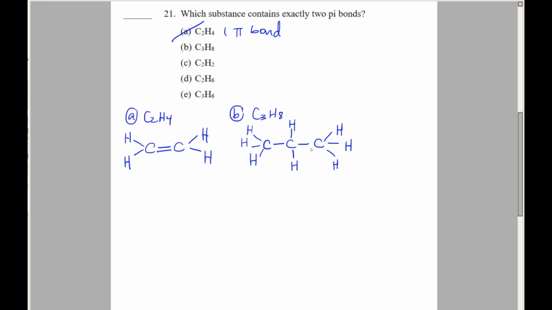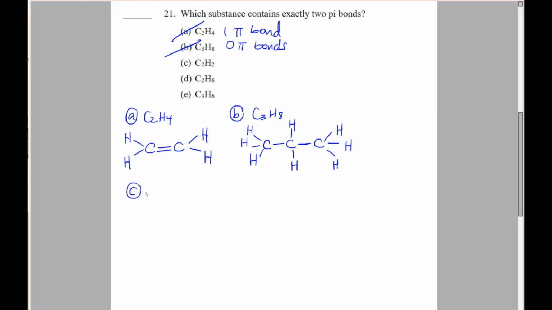And we can't really add or subtract pi bonds, because if we add a double bond to any of these carbons, we're going to have to remove some of the hydrogens. And that's not okay because we need to keep 8 hydrogens, and that's pretty much the maximum we can get with single bonds. So this is our Lewis structure. And as you can see, we just have single bonds, so we have no pi bonds. So B cannot be our answer.